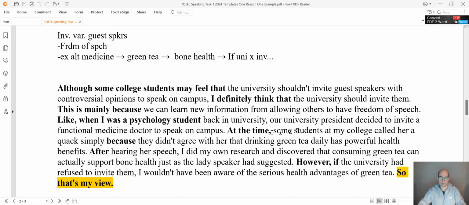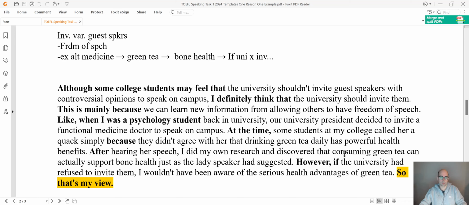At the time, some students at my college called her a quack simply because they didn't agree with her that drinking green tea daily has powerful health benefits. After hearing her speech, so here I have another time phrase. It just helps me develop it. I did my own research and discovered that consuming green tea, so instead of saying drinking again, I decided to use consuming. If I didn't know that, just repeat drinking again, guys.